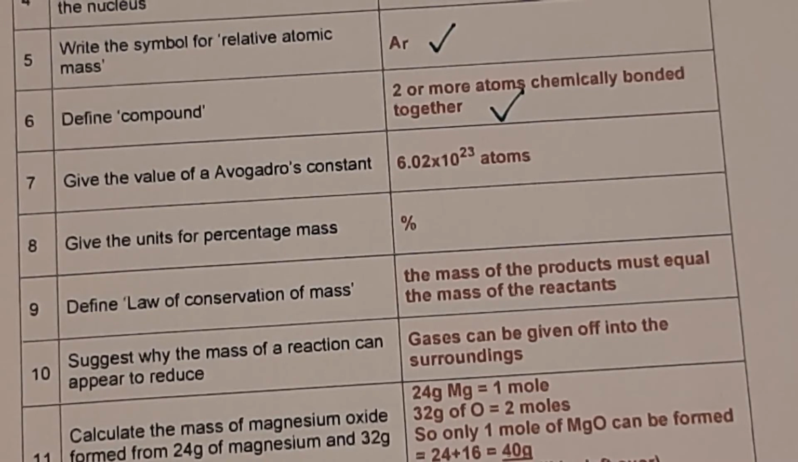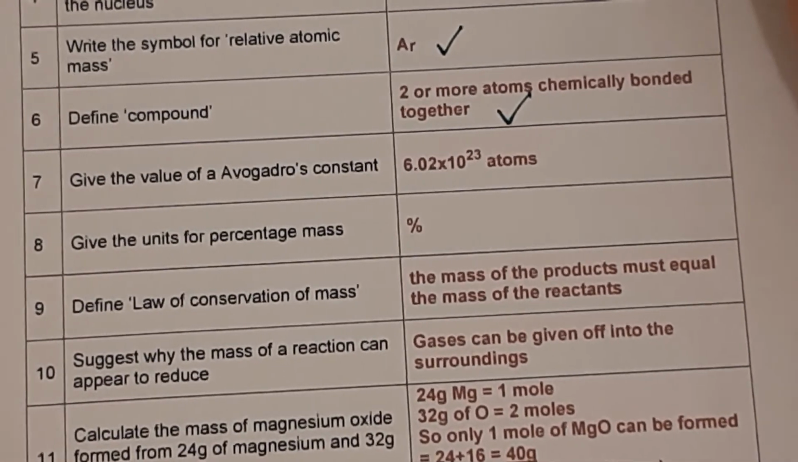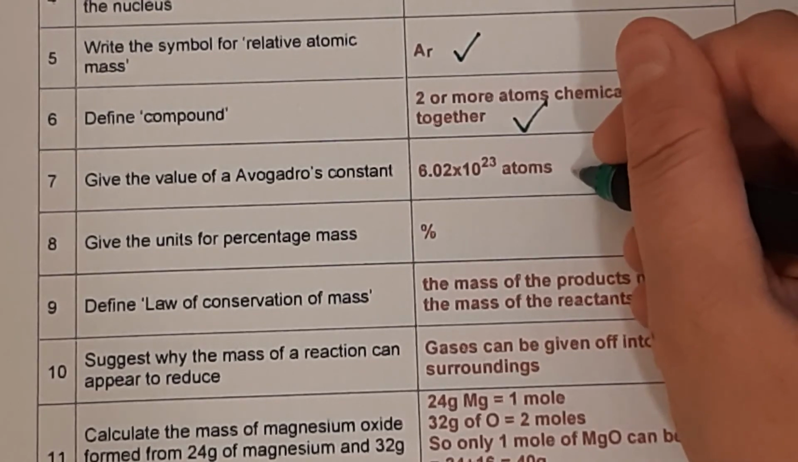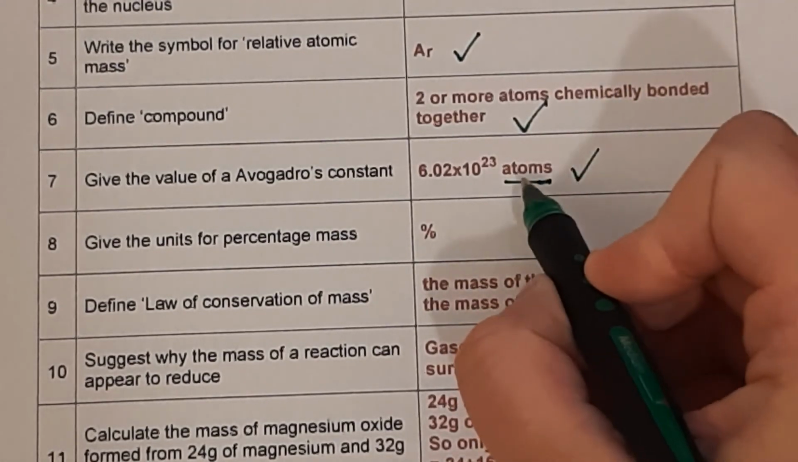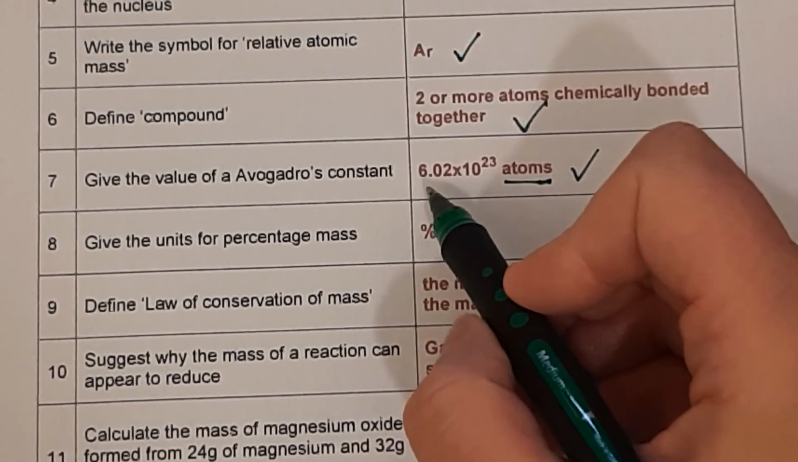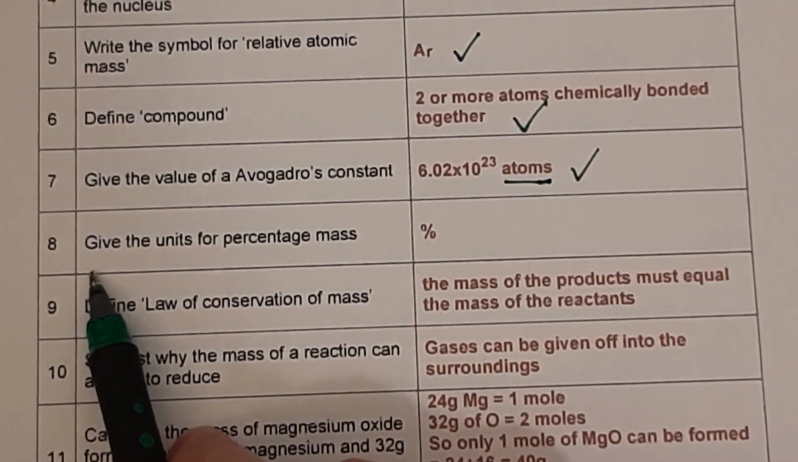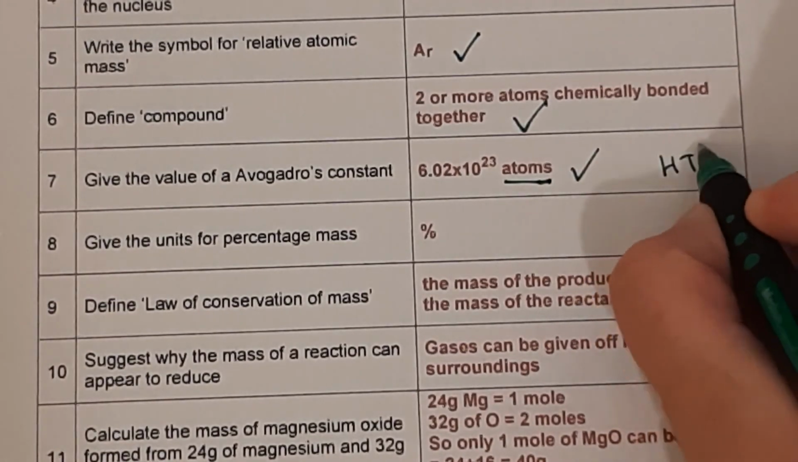Question 7, a higher tier question. Give the value of Avogadro's constant, so it's 6.02 times 10 to the 23 atoms. You must say the phrase atoms afterwards. If you've written 6 times 10 to the power 23, that is also acceptable. And that was a higher tier answer.